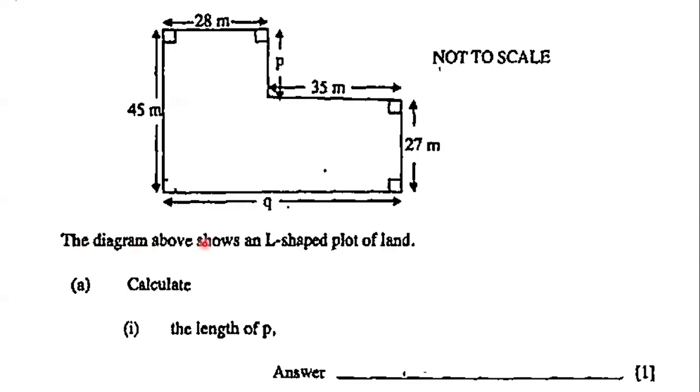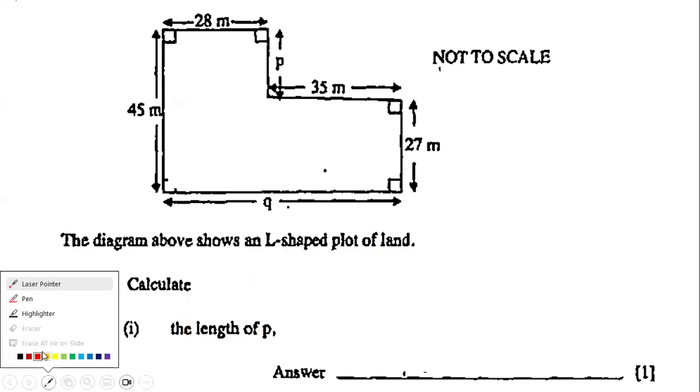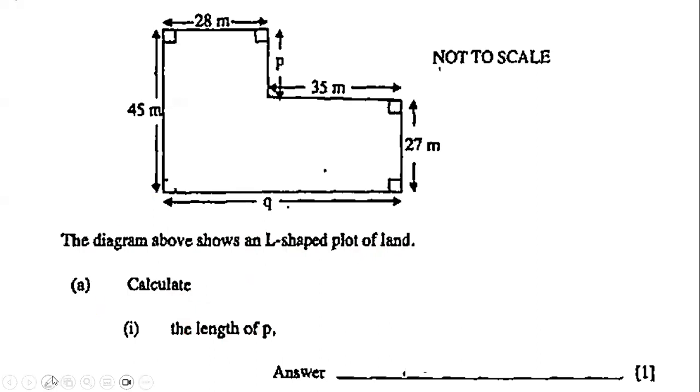The diagram above shows an L-shaped plot of land. Calculate the length of P. Now let's denote where P is. We're going to use our highlighter to show where P is. So here is the length, right? This right here is the length of P.